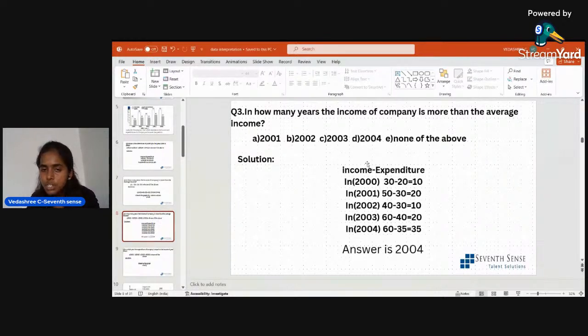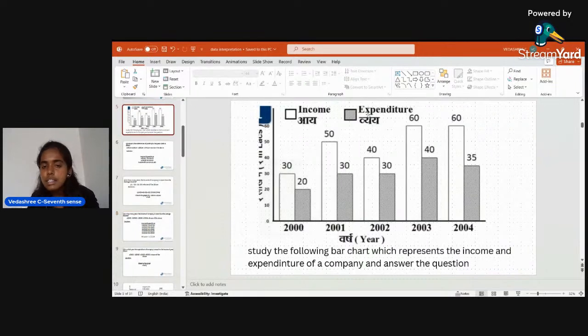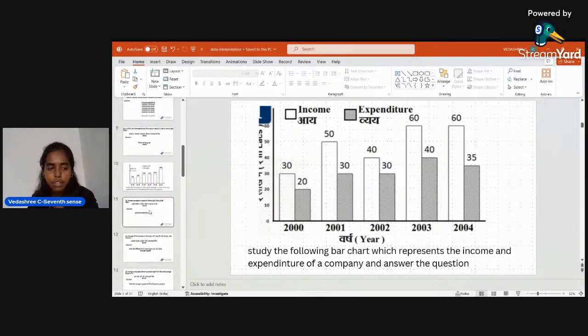So in the previous question, we calculated the average income, right? So we just need to compare that average income in this bar chart, the one we took a screenshot of. In which year is the income more than the average income? The average income is 48. In 2003 and 2004. That's it.